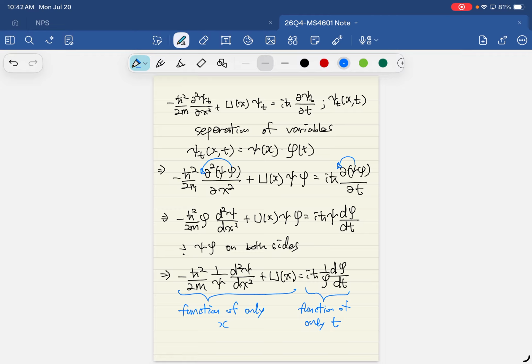So here's the question for you. Now the left-hand side is a function of only x, and the right-hand side is a function of only time. And these two have to be always equal, right? It has the equal sign. Under what condition can this be equal? Always.